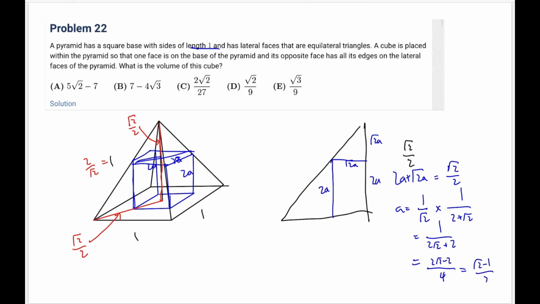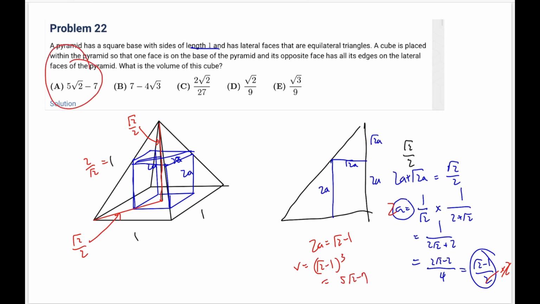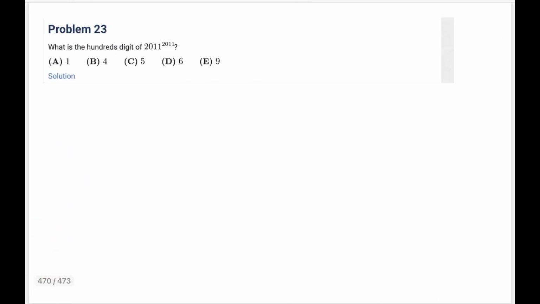This is root 2 minus 1 over 2, and so a would be root 2 minus 1 over 2, and so 2a would be this times 2, so these 2 would cancel, so 2a equals root 2 minus 1, and so the volume is root 2 minus 1 cubed. This is 5 root 2 minus 7. The answer is A.